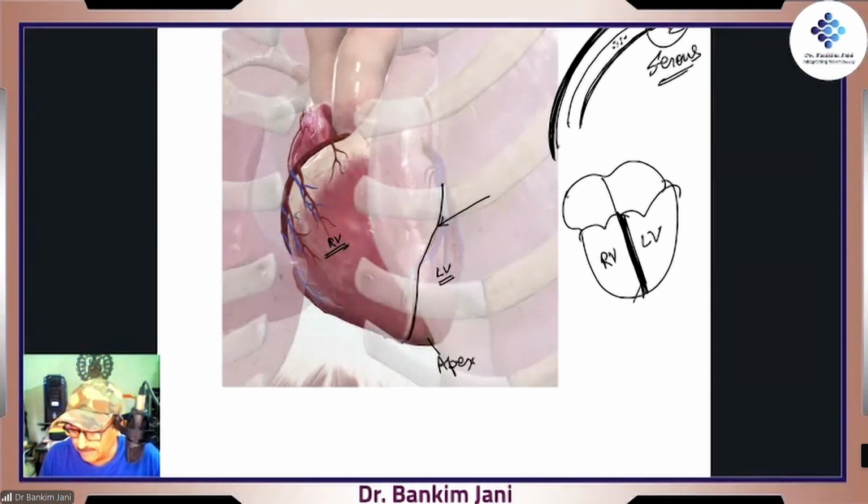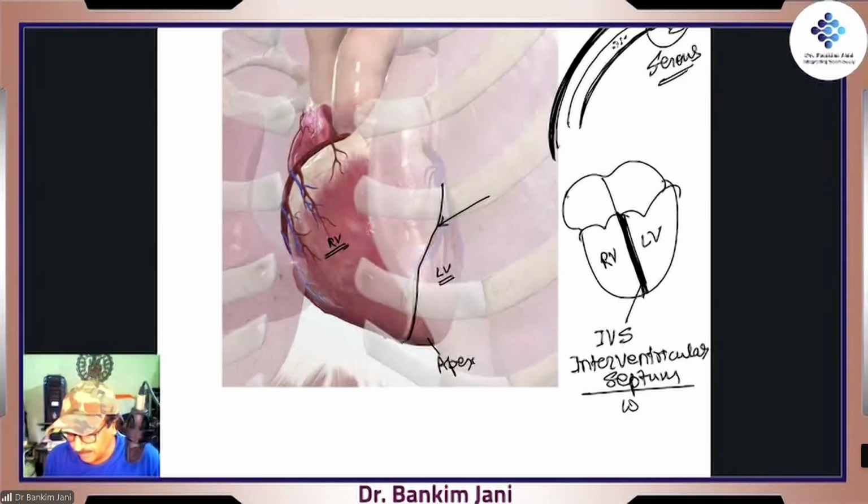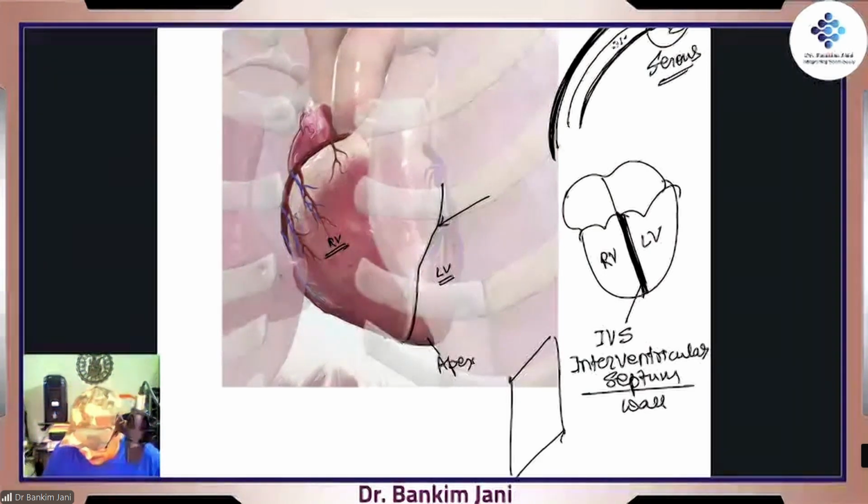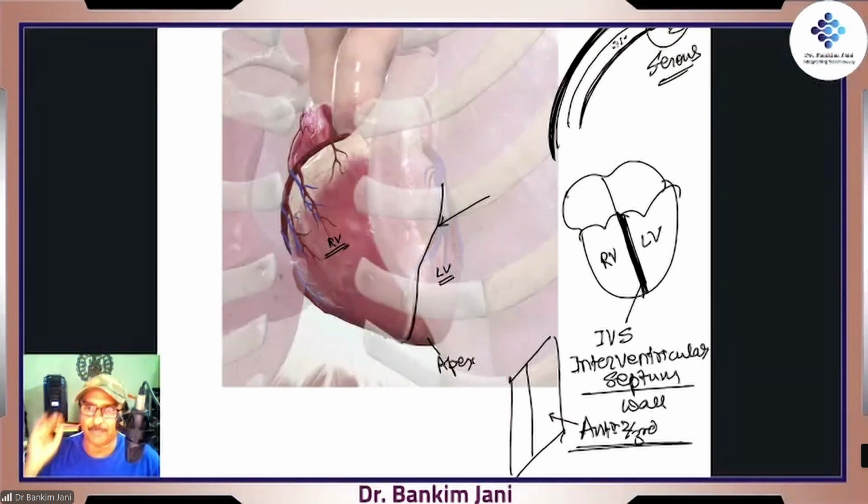It is what is called the IVS, interventricular septum, or interventricular wall, a wall which is between the two ventricles, left and right. And when we draw it in 3D, we draw it like this. So the anterior 2/3 of the interventricular septum is supplied by one of the very important arteries.